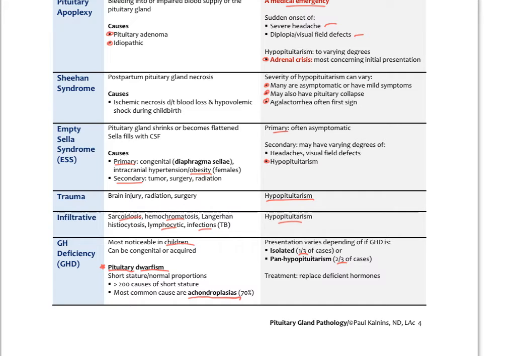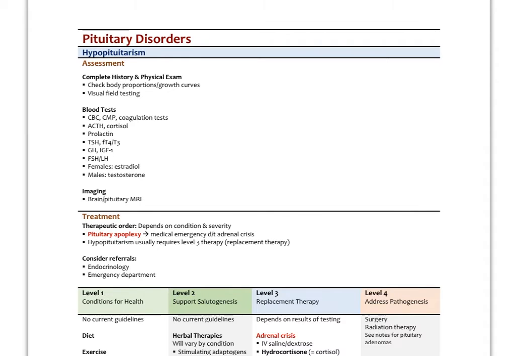All right, so that's a general summary of all the different conditions and the different manifestations of low pituitary function. I want to say a few more things about hypopituitarism here. So our assessment is going to be kind of what I talked about in the first slide on this series, and that is to do a complete history and physical exam.